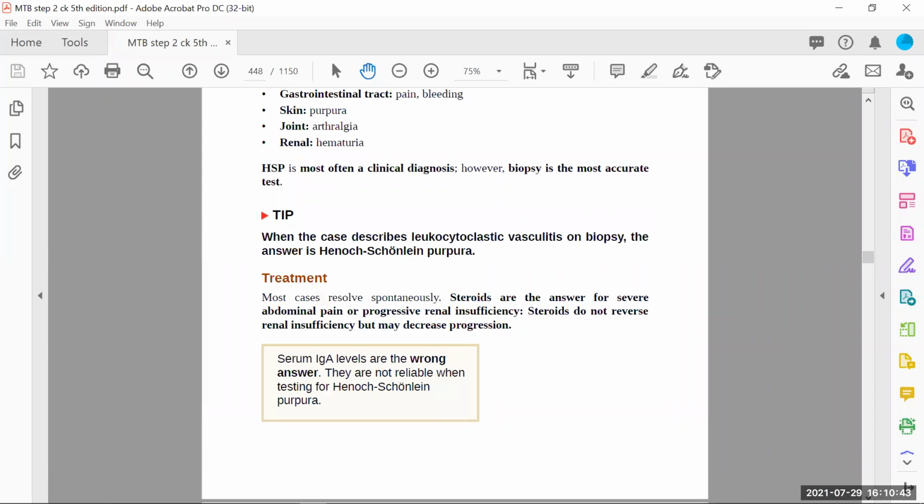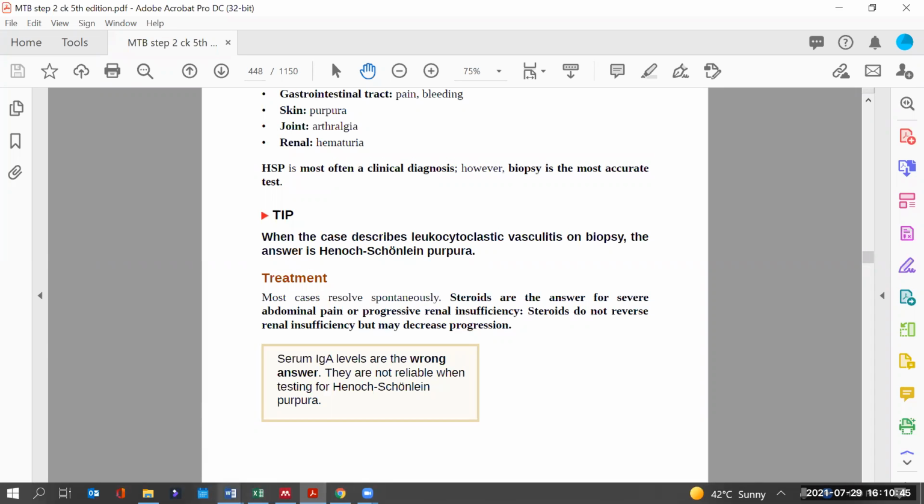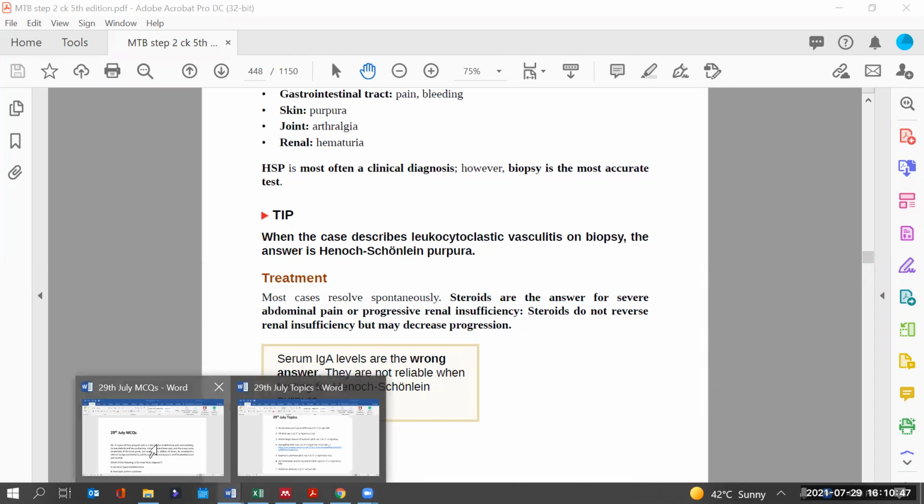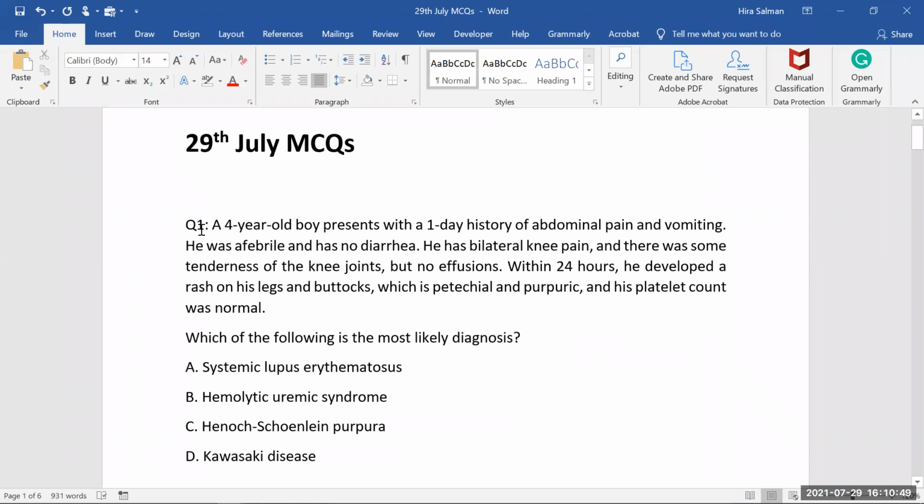So if you just look at the question. Here the question says, a 4-year-old boy, so look for the age of the patient. He's 4 years old with a 1-day history of abdominal pain and vomiting. So abdominal pain is there, but it is also associated with vomiting. He was afebrile and has no diarrhea. So vomiting which is not accompanied by diarrhea will give you a clue. Okay, it's not something infectious in the body.